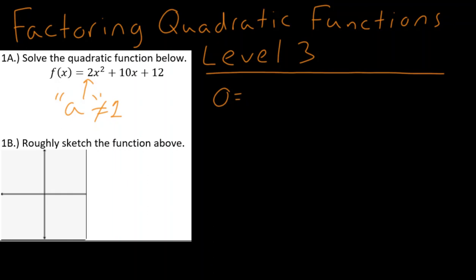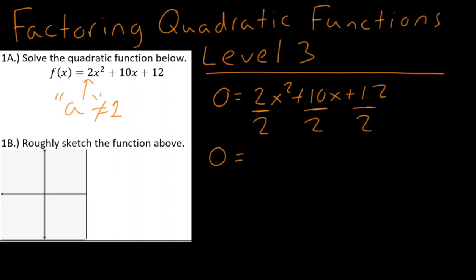I'm going to go ahead and still set this equal to 0. And now I have my 2x squared plus 10x plus 12. And whatever my a value is, I want to divide every term by that. So I'm going to factor out this 2, or I'm going to divide out this 2, but I'm not going to divide the left-hand side by 2. So what do I mean by that?